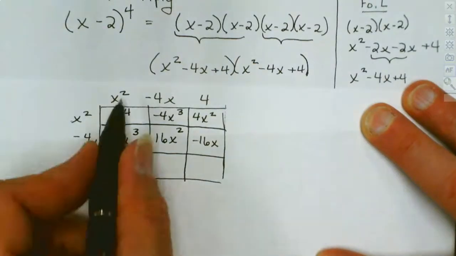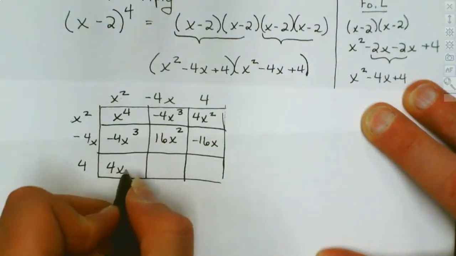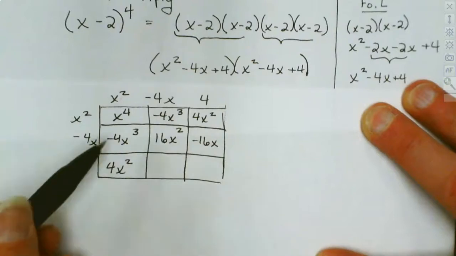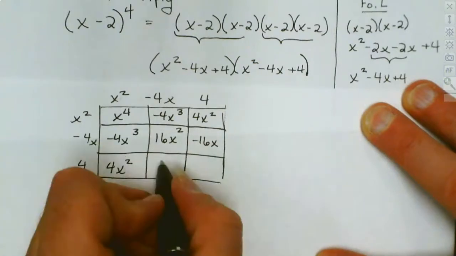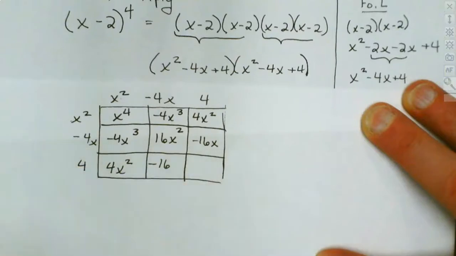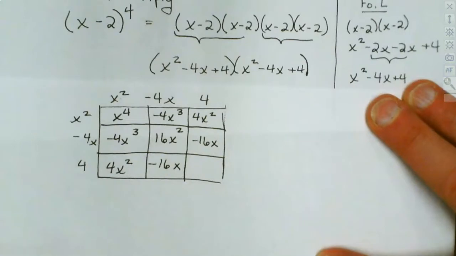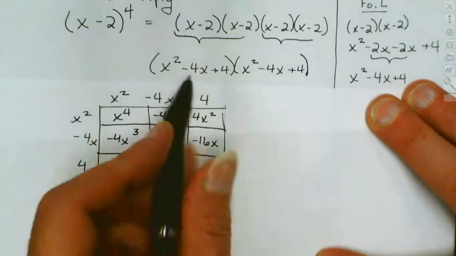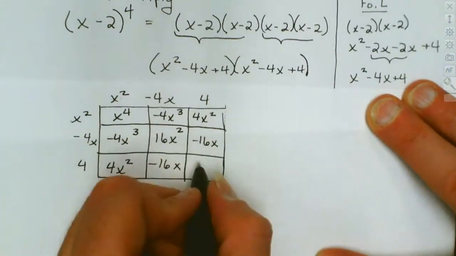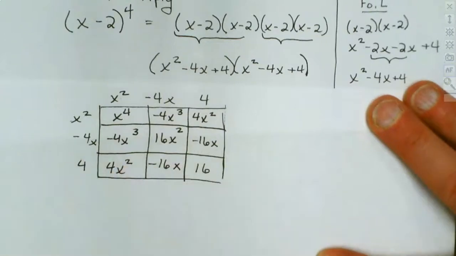Next row, we've got a 4x squared. Negative and positive makes it a minus 16x. And 4 times 4 makes it another 16, doesn't it?